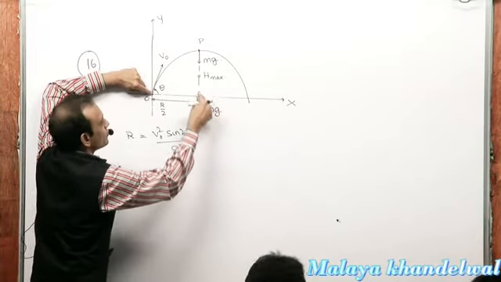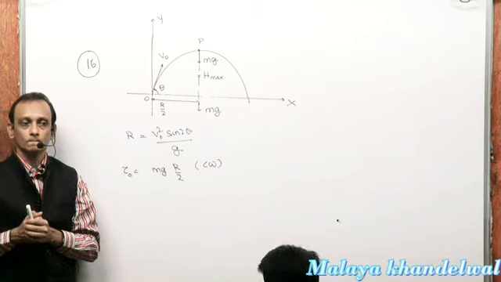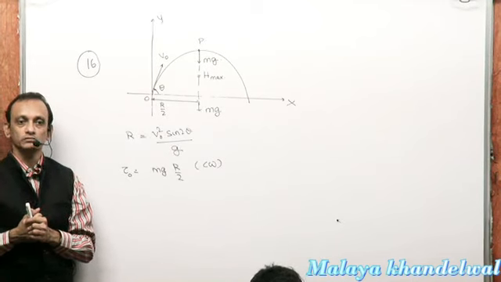What's the torque of mg about O? mg into r by 2. Is it going to be clockwise or anti-clockwise? Clockwise. mg into r by 2, the perpendicular distance of O from the line of action of mg. So that's going to be the torque about O, and it's going to be clockwise. That means in the z direction, where r is this. Clear?